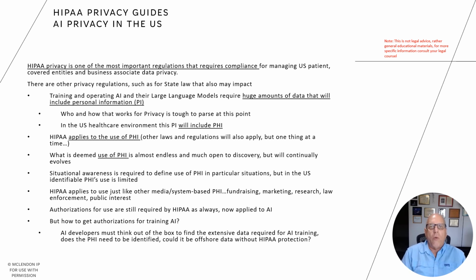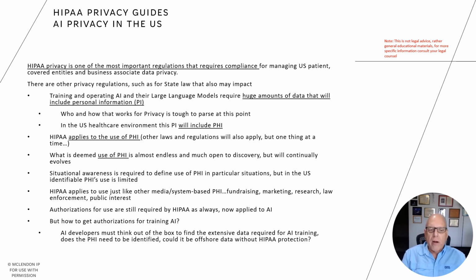But you have to just know situational awareness and define the use of your information in particular situations for particular AIs. Again, in the US, it's identifiable patient information. If you de-identify it, then you can use the information. HIPAA applies just like other media and system-based PHI for fundraising, marketing, research, law enforcement, public interest. So HIPAA applies in many areas. AI is just one of them.